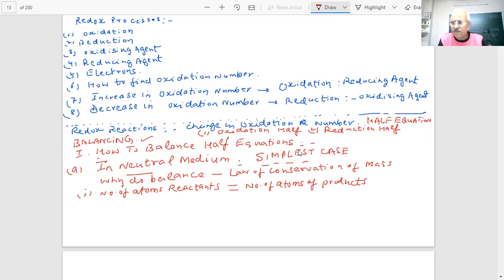New compounds are being formed. Okay, reaction takes place. But can we create anything? Can we destroy anything out of the reactants? The answer is no. Therefore, the number of atoms on the left-hand side of the reactants must be equal to the number of atoms of products. Yes or no? Yes, sir. This is the first condition.